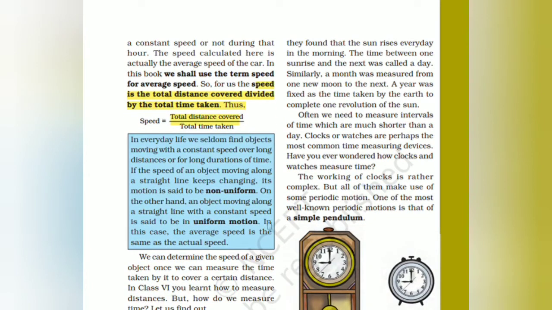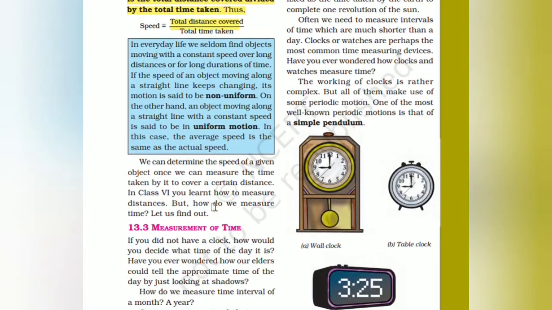In everyday life, we seldom find objects moving with a constant speed over a long distance for a long duration of time. If the speed of an object moving along a straight line keeps on changing, its motion is said to be non-uniform. On the other hand, an object moving along a straight line with a constant speed is said to be in uniform motion. In this case, the average speed is the same as the actual speed. We can determine the speed of a given object once we can measure the time taken by it to cover a certain distance.